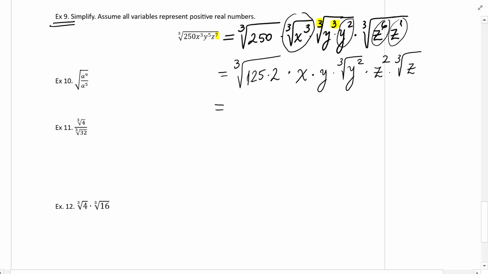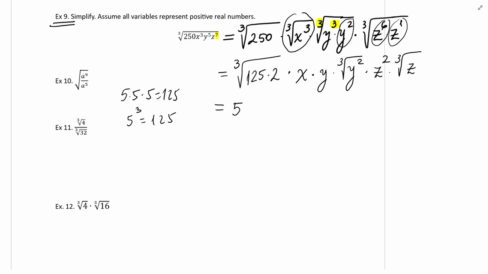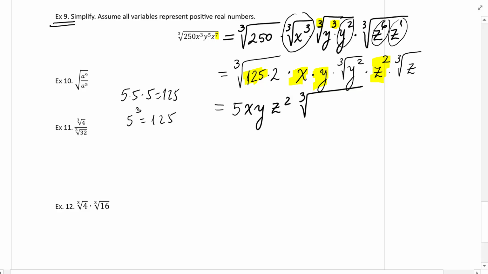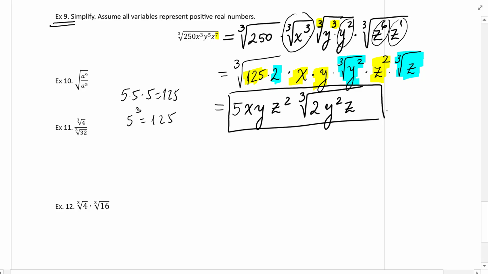So now, cube root of 125, well, 5 times 5 times 5, it's 125. So that means 5 to the third, it's 125. So cube root of 125, it's just 5. So I'm going to write 5, and then x and y and z squared, I'm going to put them together. So x, y, z squared. And then I'm going to put a longer cube root, and I'm going to put the terms that stay inside the cube root. And that would be 2y to the second z. So this would be the final answer of this.